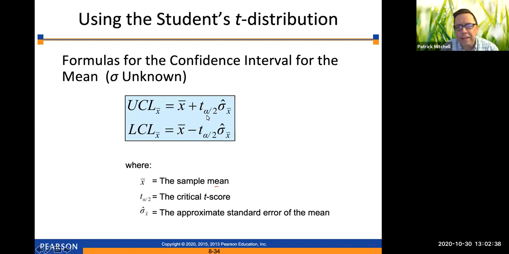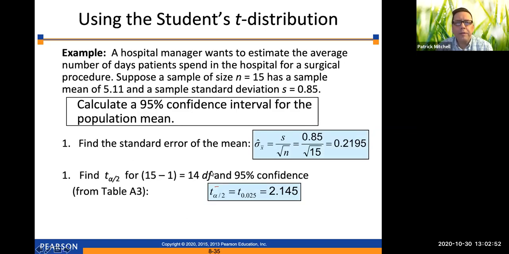So really the only difference is instead of using a critical z-score, you're going to use a critical t-score. And of course, you're going to replace the standard error of the mean with the approximate standard error of the mean. All right, so for example, a hospital manager wants to estimate the average number of days patients spend in the hospital for a surgical procedure.